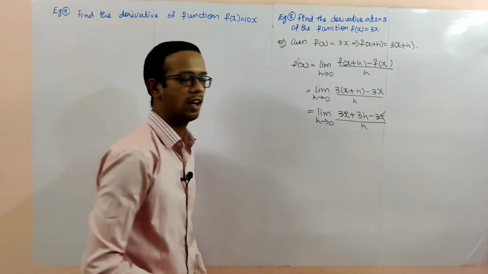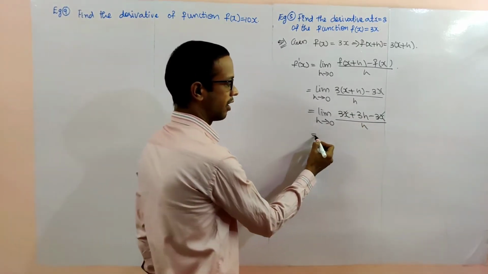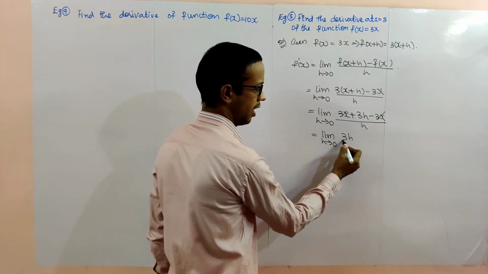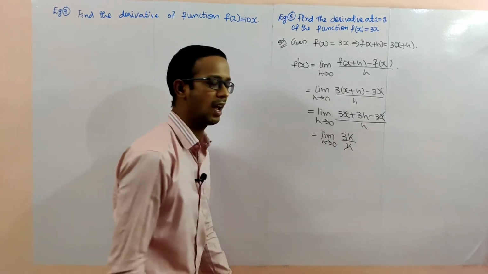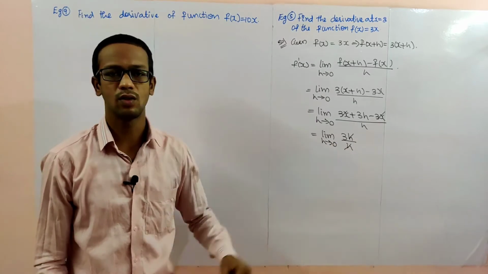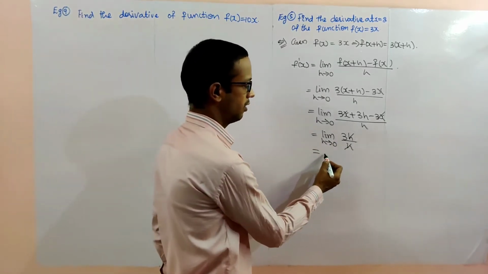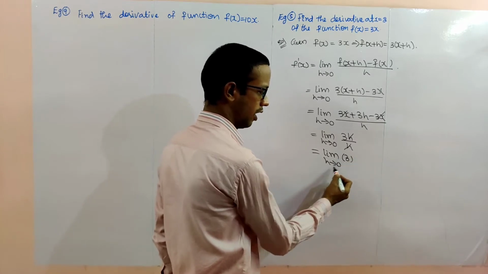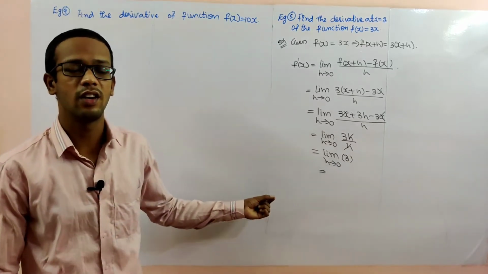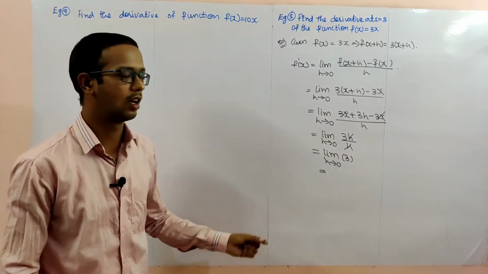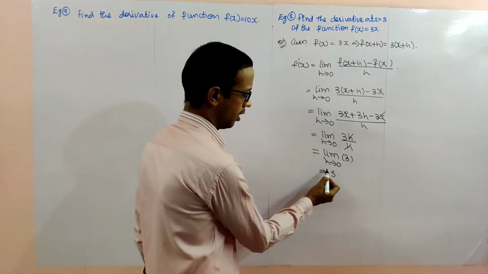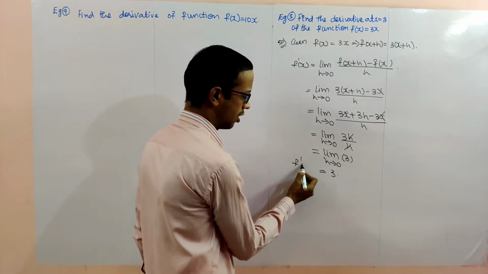Here 3x gets cancelled. Next, limit h tends to 0, 3h by h gets cancelled. Limit h tends to 0, 3 remains. Limit of a constant function, already in limits we learned that, limit of a constant function is constant. This is f dash of x.